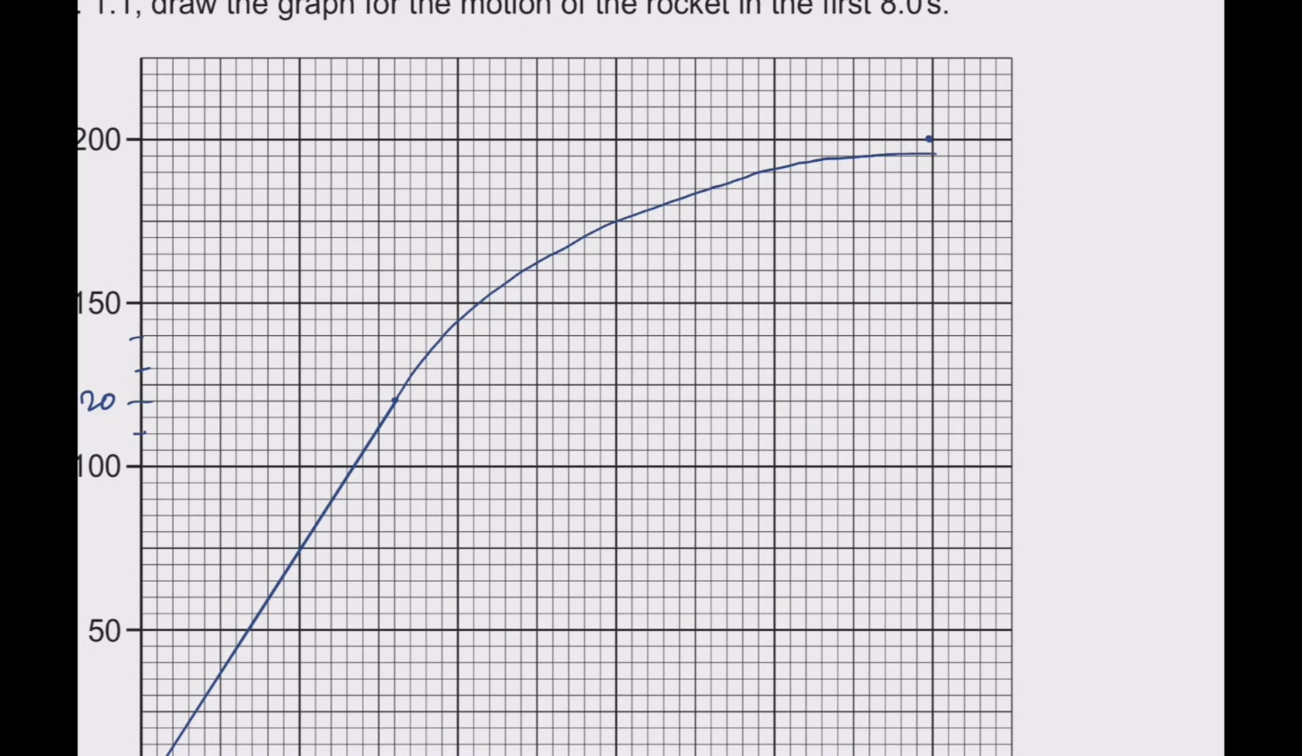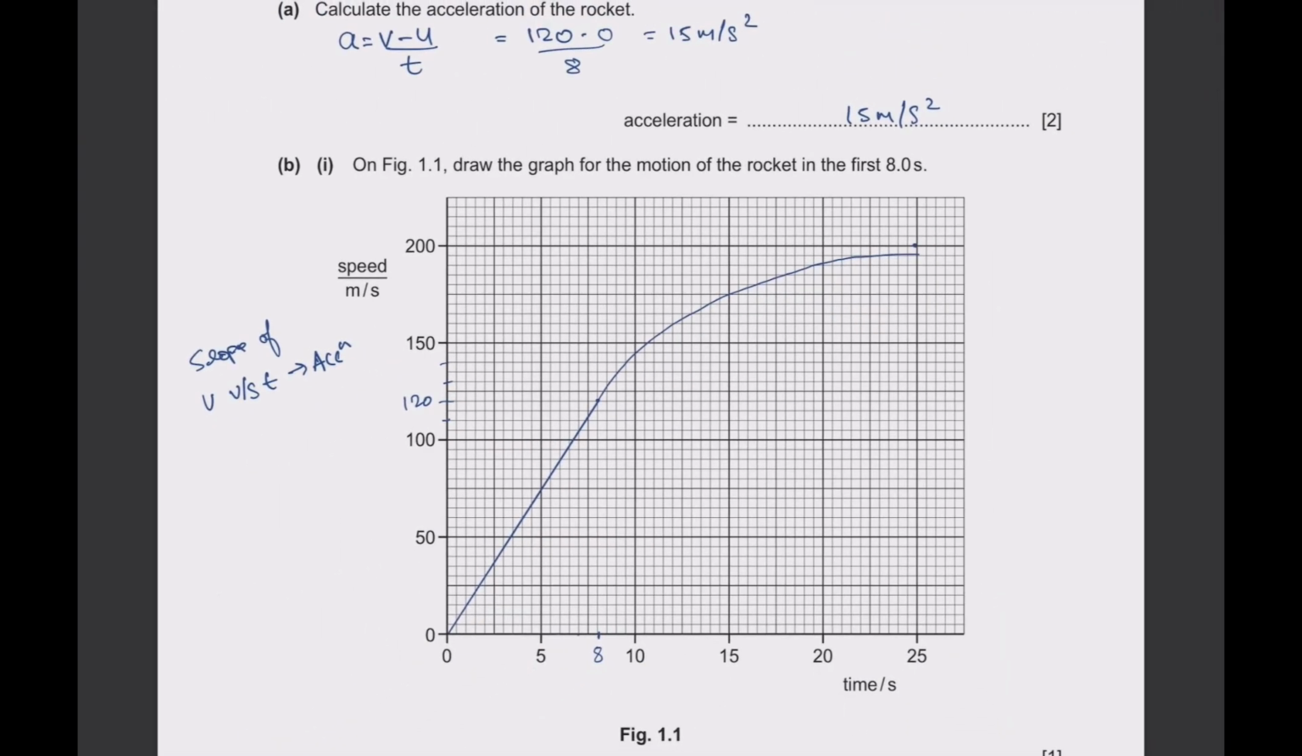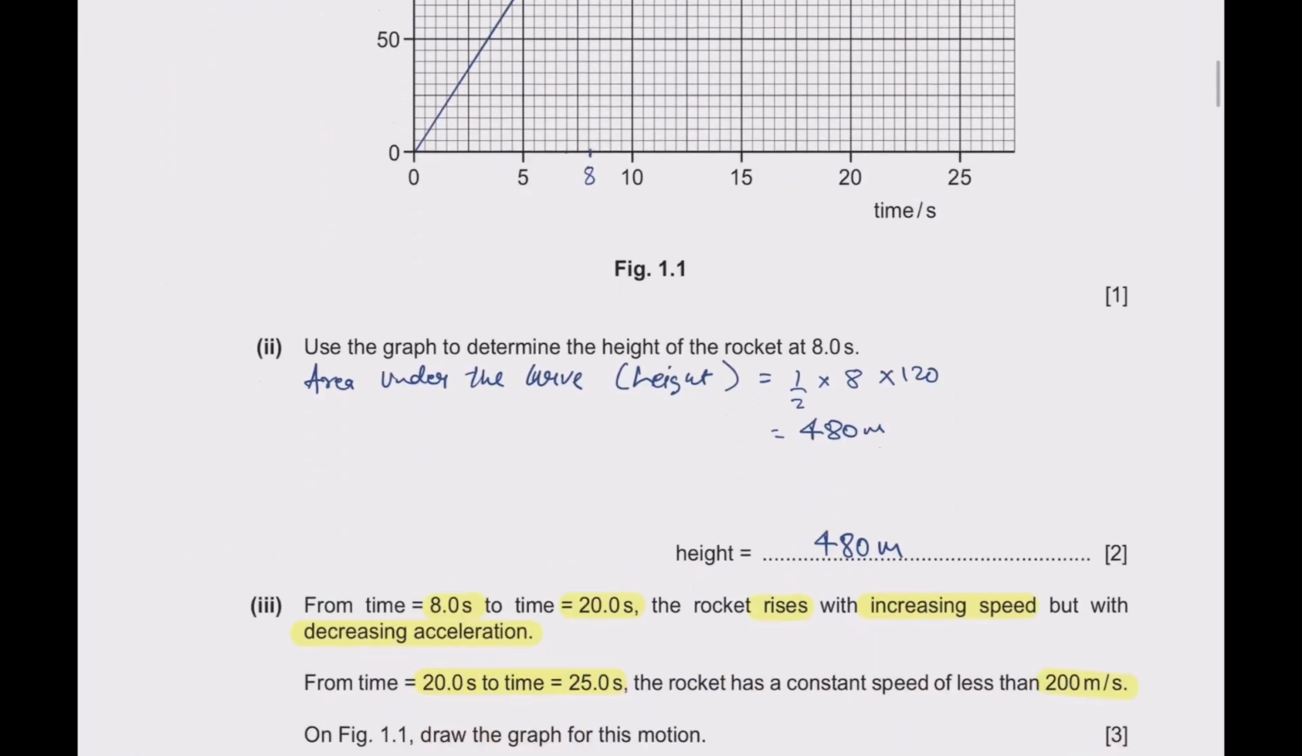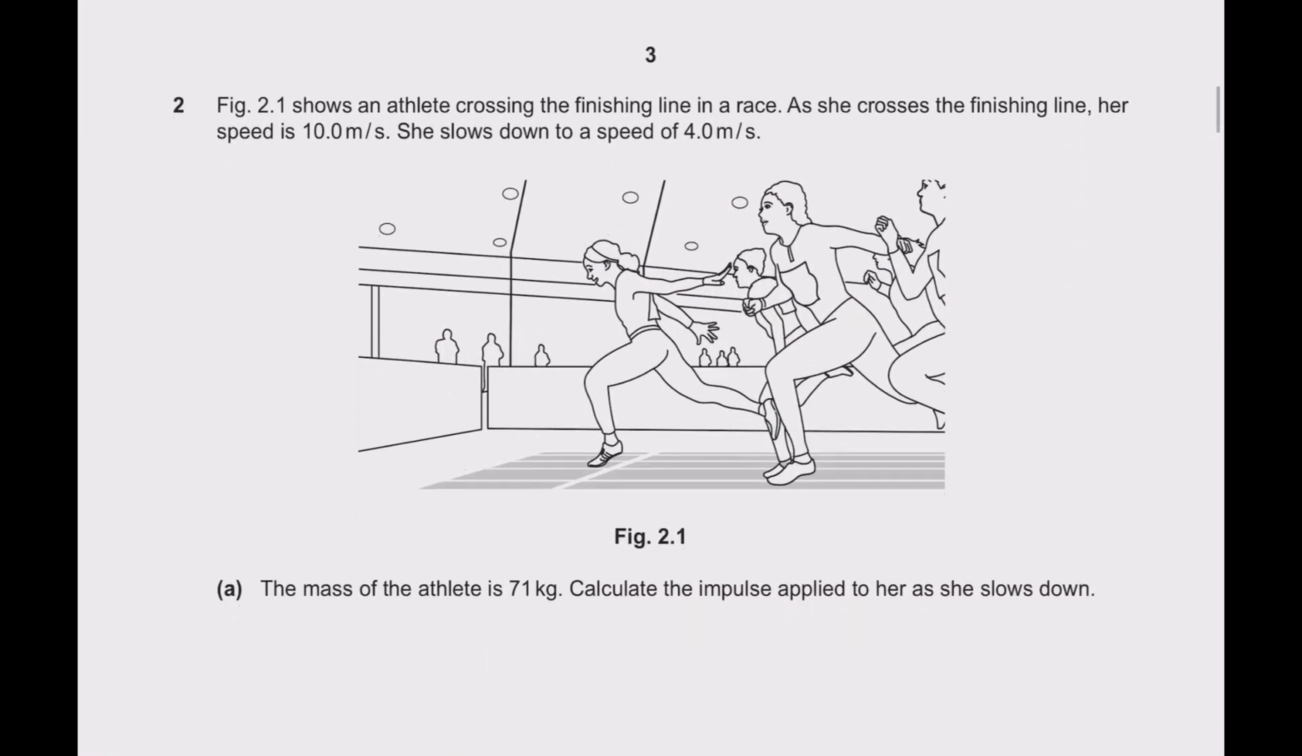It will be less than 200 meter per second. So it will be a decreasing acceleration. Okay. Now second question.